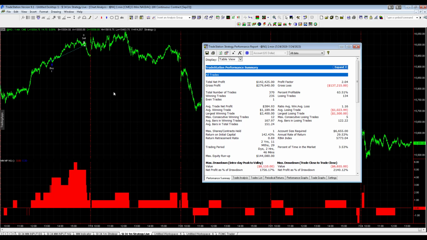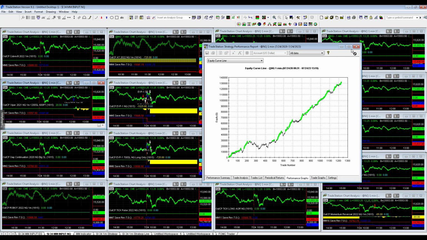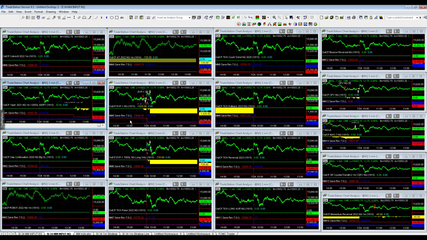So I want to share this with you. For example, you have this setup right here. This is my stock index portfolio 34. It includes 17 Nasdaq strategies. And so 17 ES, 17 Nasdaq strategies.